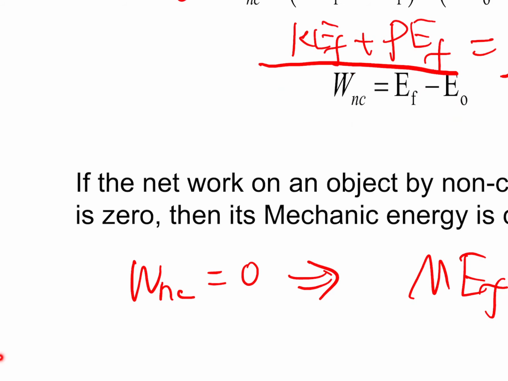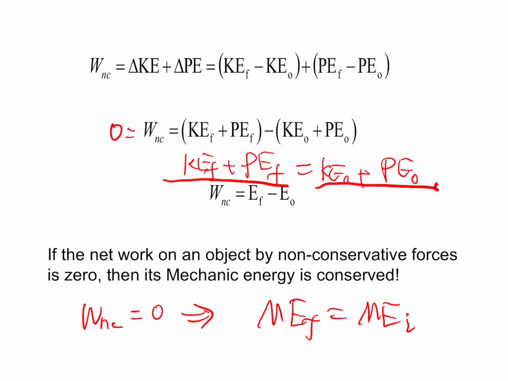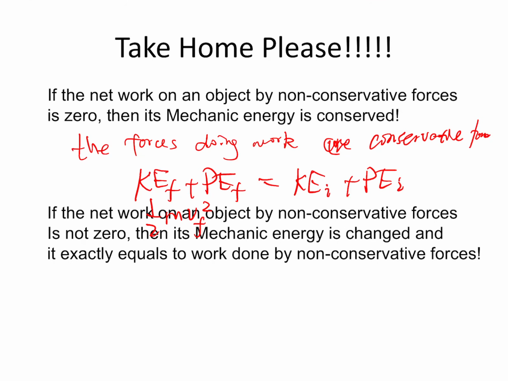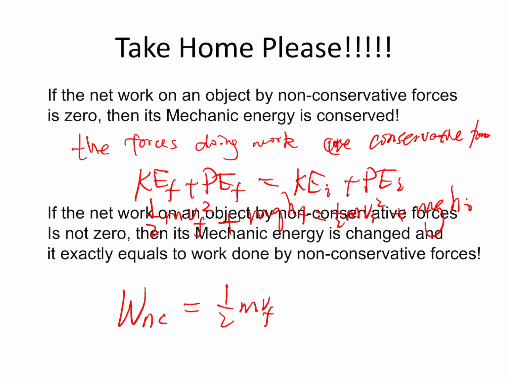1/2 m vf squared plus m g hf equals 1/2 m vi squared plus m g hi. Very simple equation. That is mechanical energy conservation. Okay, what's happening if there is non-conservative force doing work? Now, if you have non-conservative force doing work, then the work done by the non-conservative force is the change of mechanical energy.